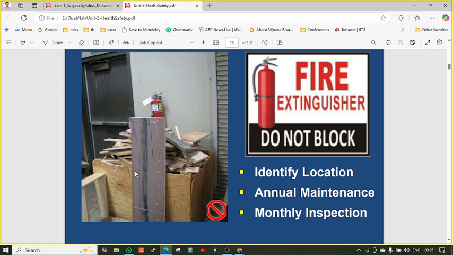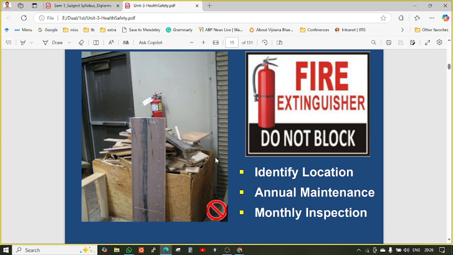Someone may fall down with this kind of debris. So it should not be there. It is a very unsafe condition. It is not part of safety. Obviously, fire extinguishers should be there, but their locations should be clearly identified, with maintenance and inspection, and there should be access to get the fire extinguishers. So nothing should be kept near the fire extinguisher, so that it is freely available.